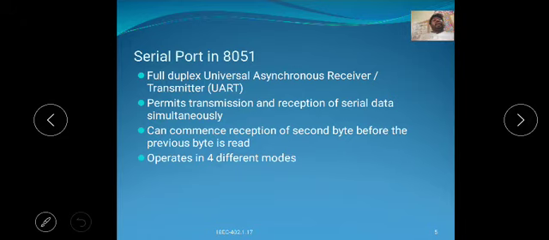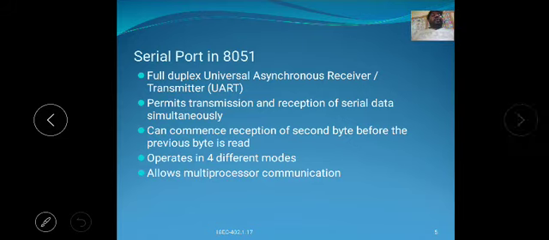The serial port in the 8051: the full duplex universal asynchronous receiver transmitter permits transmission and reception of serial data simultaneously. It can commence reception of the second byte before the previous byte is read, operates in 4 different modes, and allows multiprocessor communication.